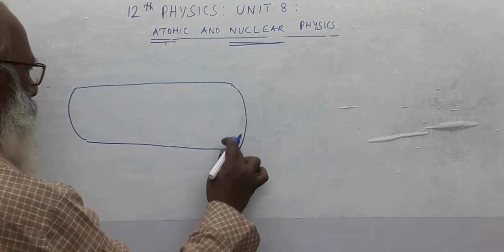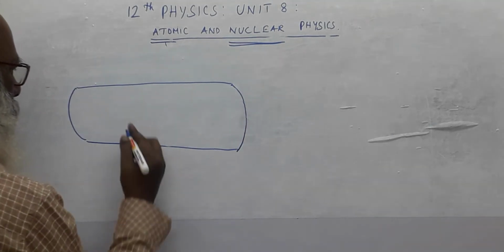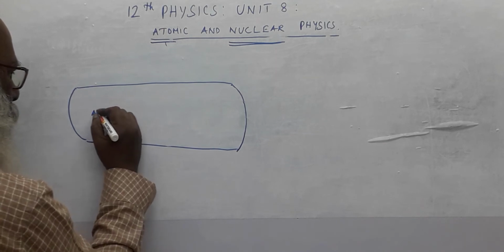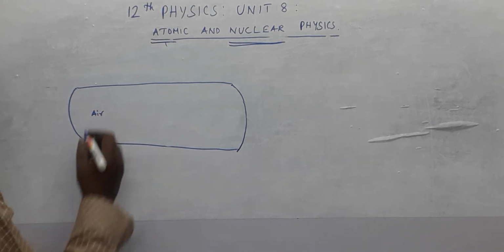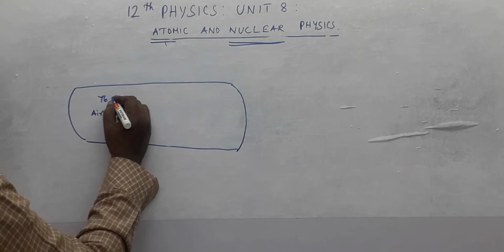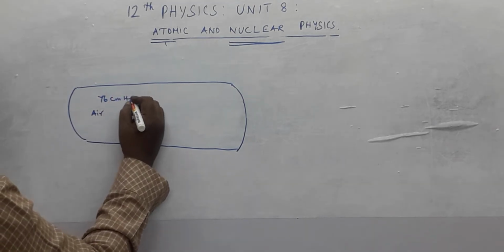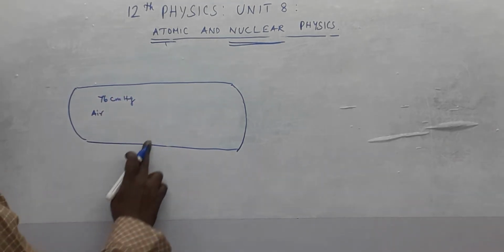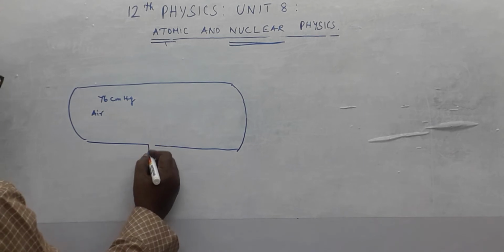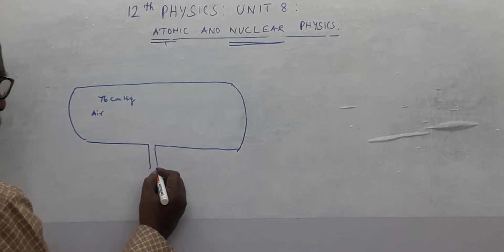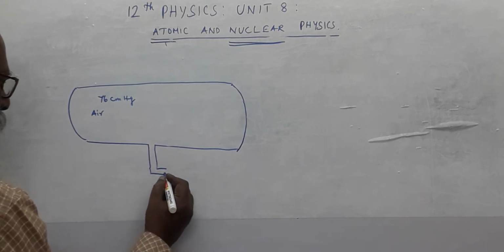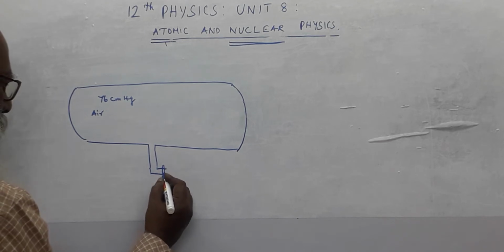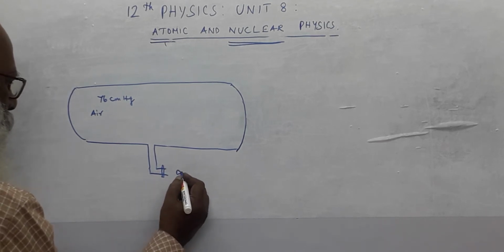Diameter is 4 centimeter. Inside that is pure air at 76 centimeter mercury pressure. Okay. Now, on one side we are adding a side wall and we are adding a diffusion pump.